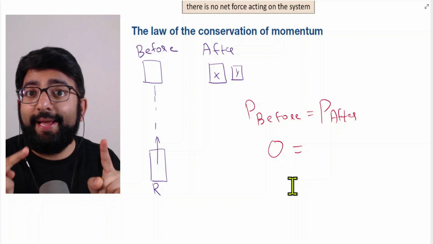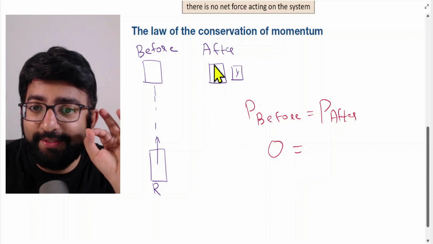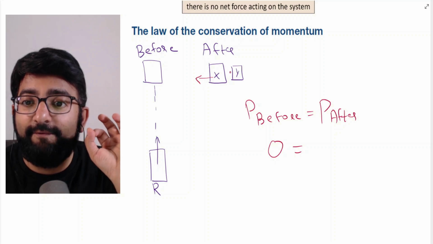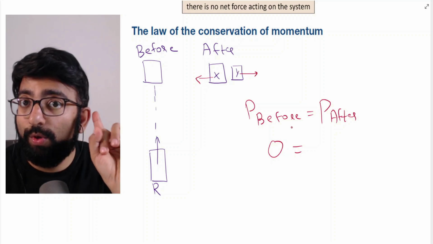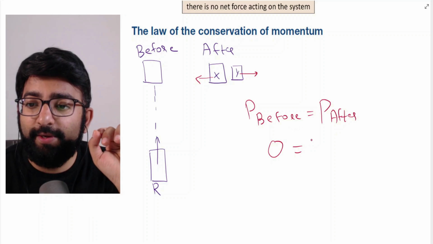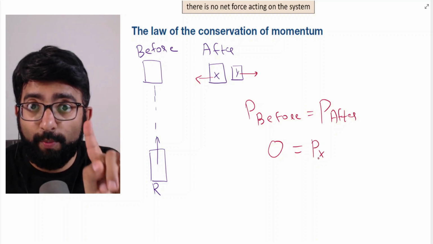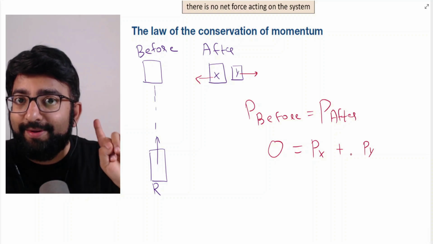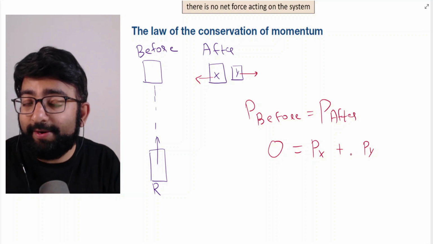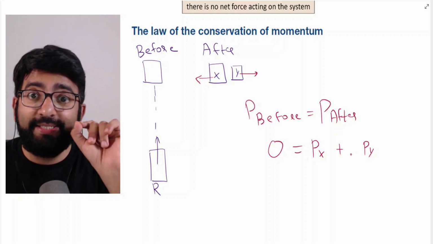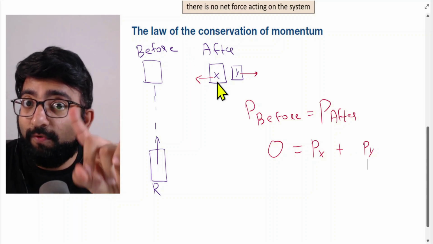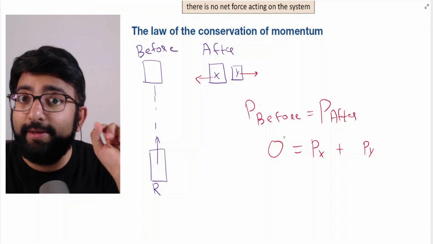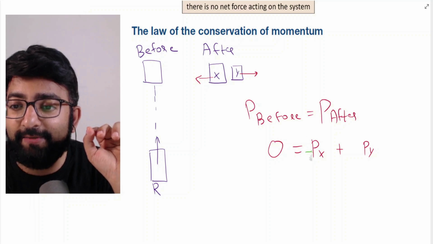Now, after the rocket explodes, it breaks up into two pieces, X and Y. Let's say X goes to the left-hand side and Y goes to the right-hand side. So, what will be the momentum after the explosion? We can write Px, which is the momentum of X, plus Py. But there is a catch. Remember, momentum is a vector quantity. We need to take the right sign into consideration. So X was moving leftwards. That means it should have a minus sign. So here, it is not just Px. We will write negative Px.